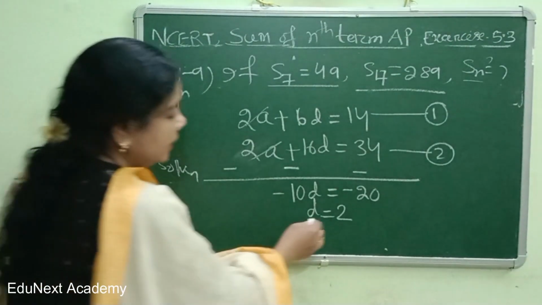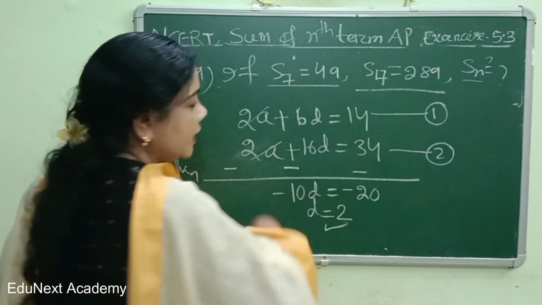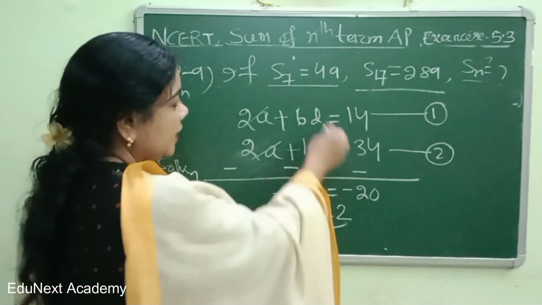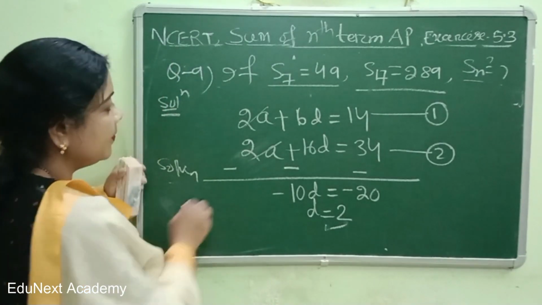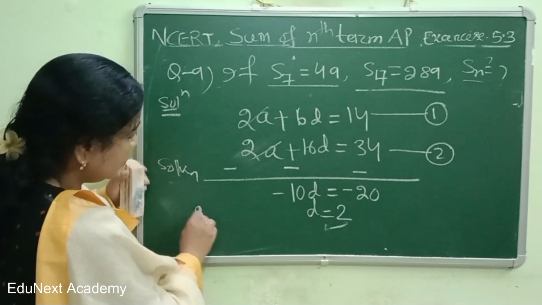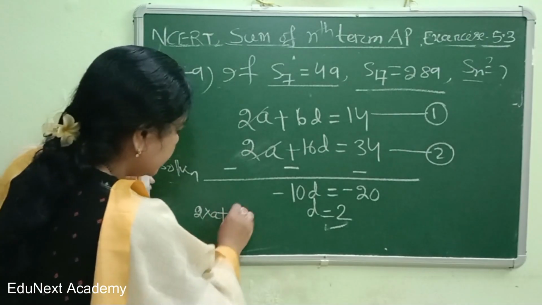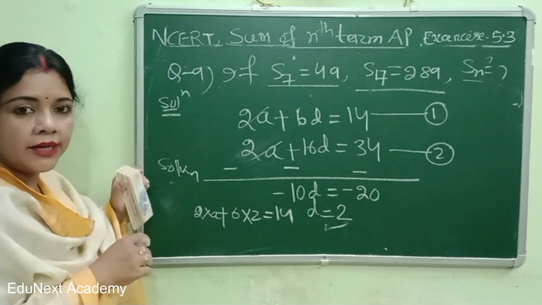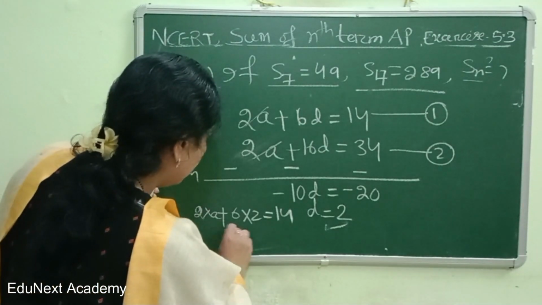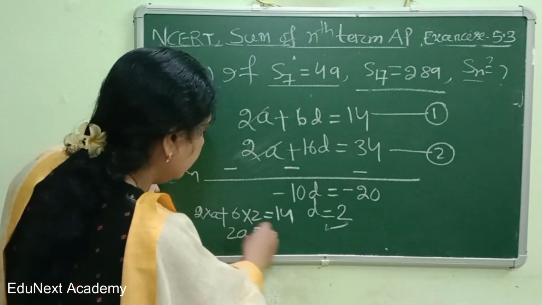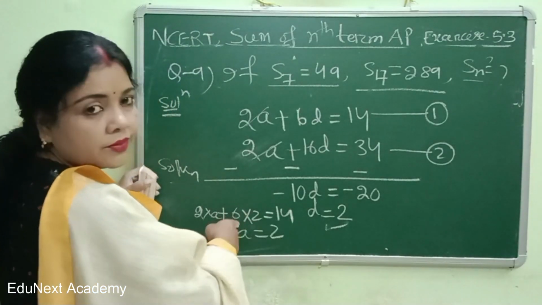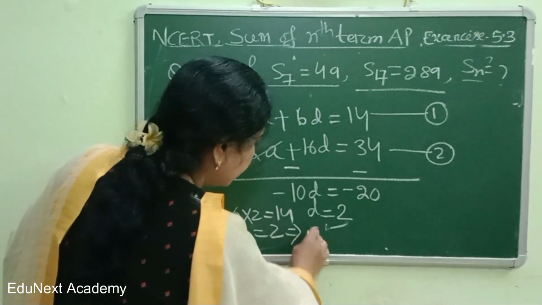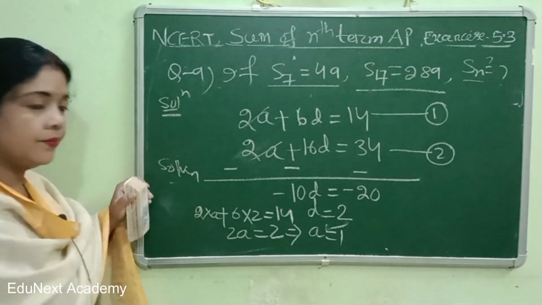Now you can put this d in either equation 1 or 2. Suppose we put d in equation 1. Then 2a plus 6 into 2 is equal to 14. So 2a is equal to 2, because 14 minus 12 is 2. This implies a is equal to 1.